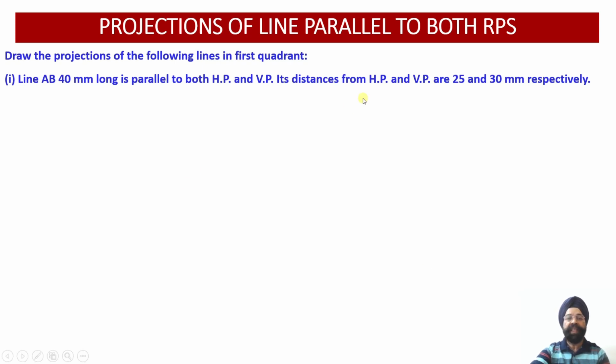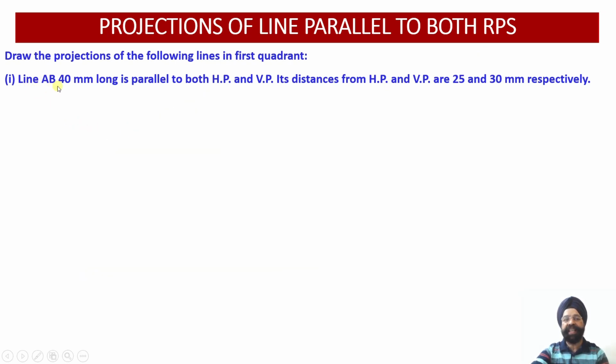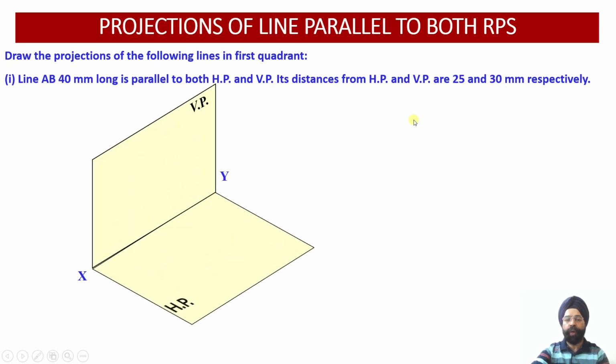Now let us start with the 7 cases of the projections of lines that we have discussed. The first case is projections of a line which is parallel to both the horizontal plane and the vertical plane, that is, a line parallel to both reference planes. Let us read out the statement. There is a line 40 mm long which is parallel to both HP and VP, and since this line is parallel to both, we need to know its distances from HP and VP so that we can locate this line spatially in the coordinate planes.